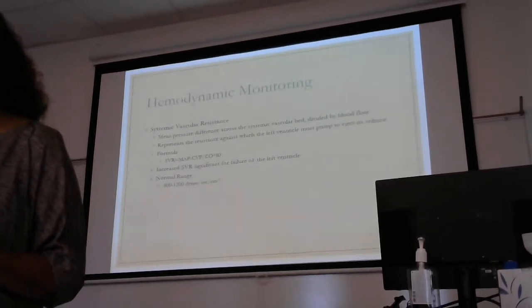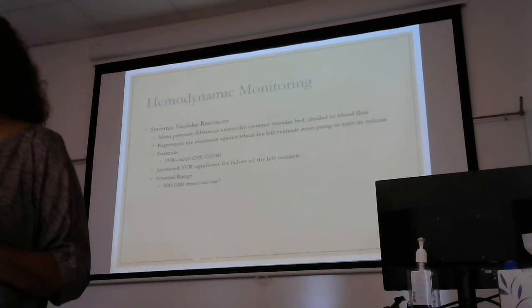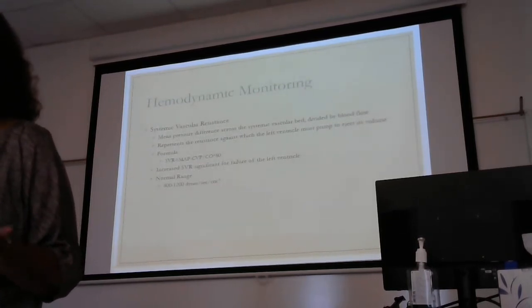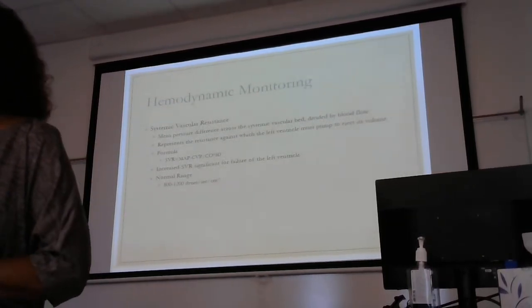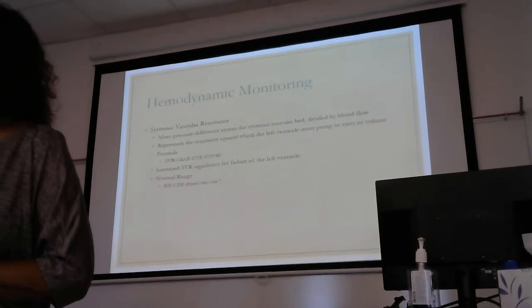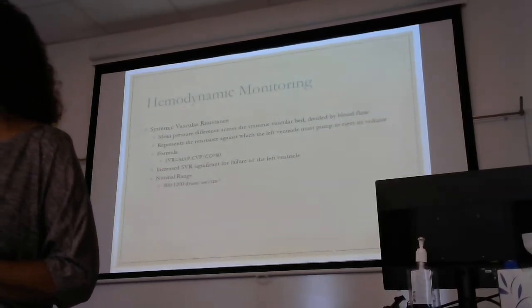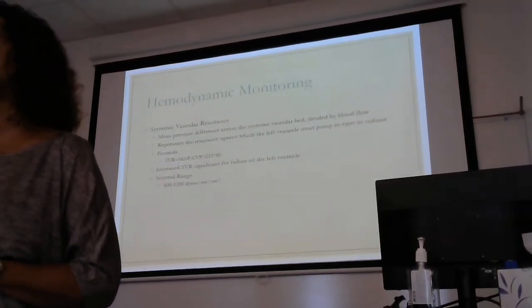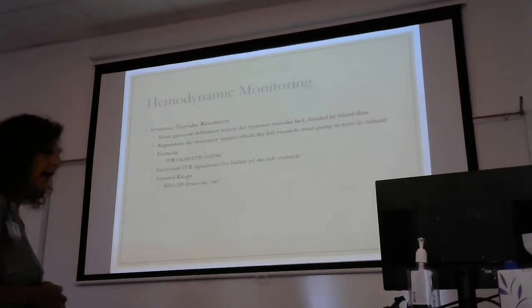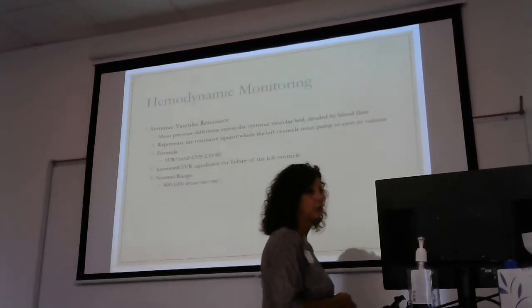So we've got a normal value, 800 to 1200 dynes per centimeter to the -5, whatever, per second, whatever it is. We need to know our normals, and we need to understand things that could affect SVR, okay? And how that has a relationship to afterload.